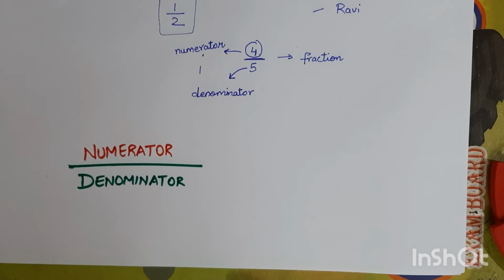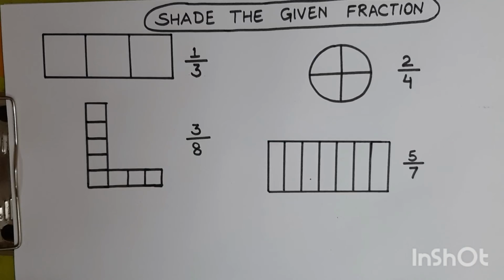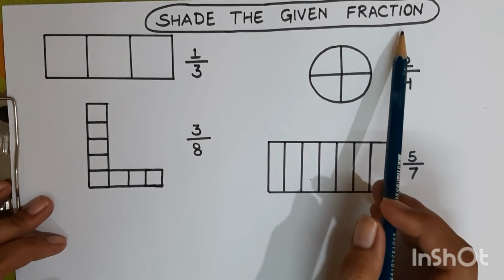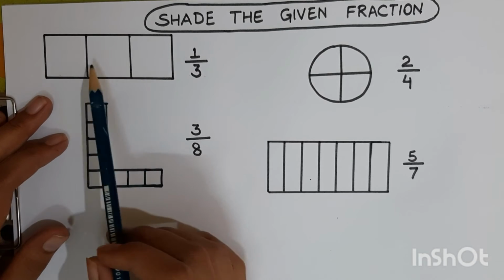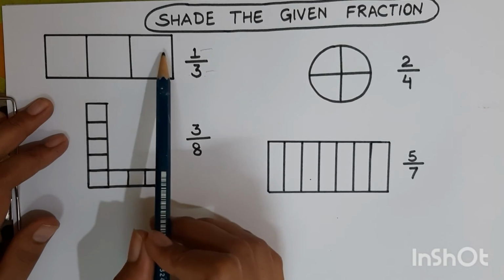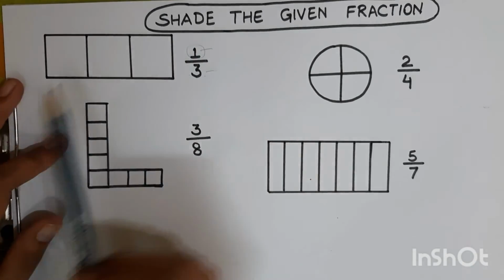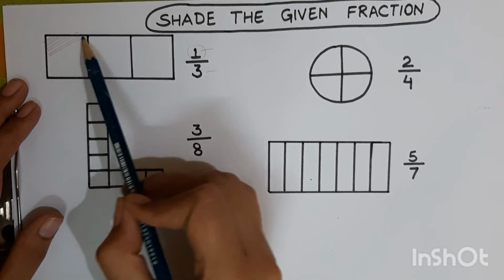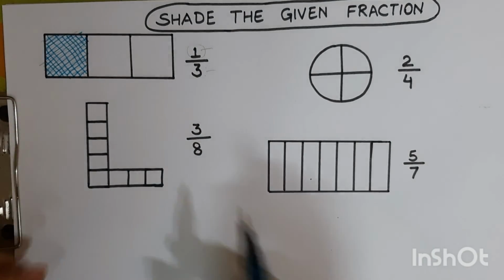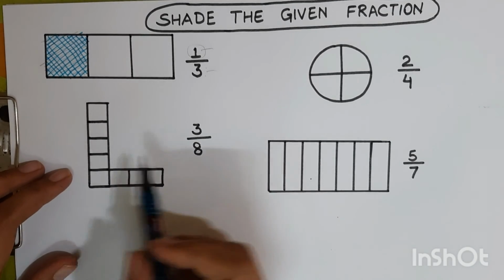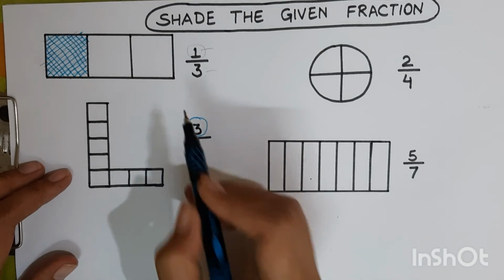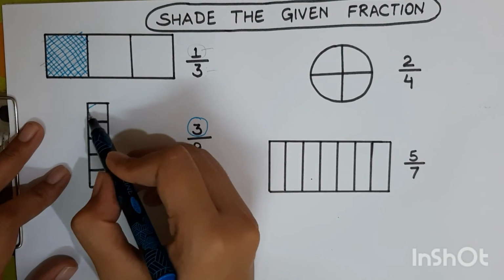Okay, let's do some exercise. In this exercise, we have to shade the given fraction. In this part, we have to shade 1 part out of 3 parts. There are 3 parts and we have to shade only 1 part. In this part, there are a total of 8 parts, and we have to shade only 3 parts.